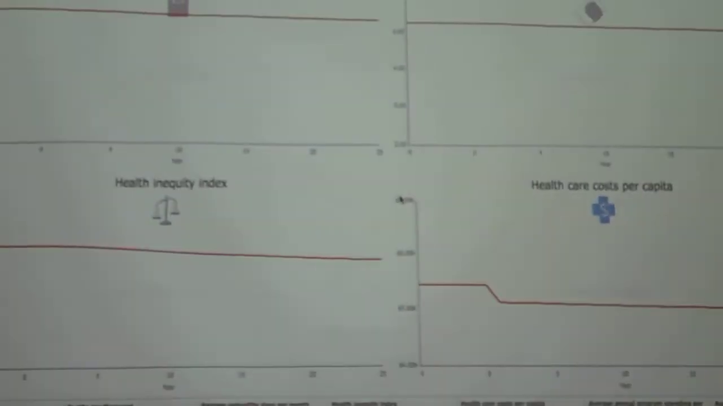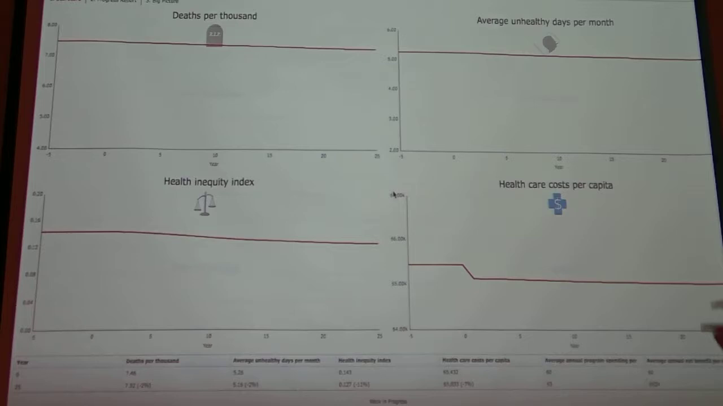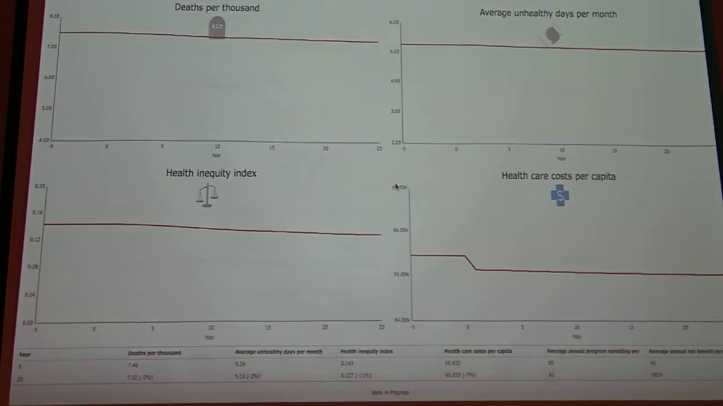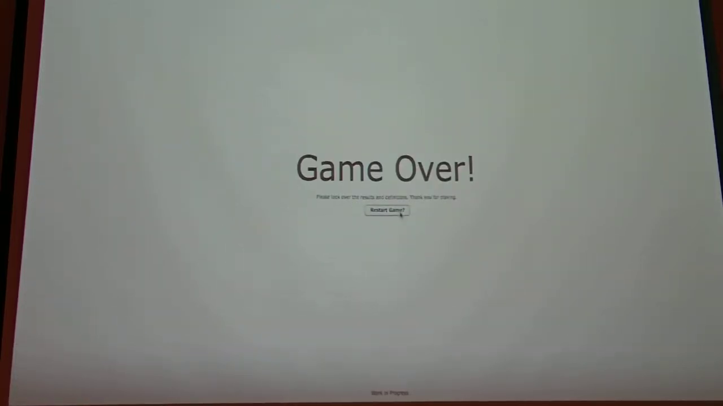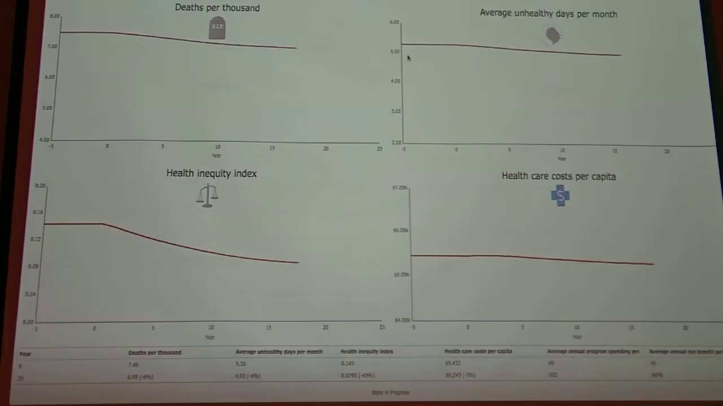And it then shows us a dashboard of our KPIs, our key performance indicators: our health costs per capita, our average unhealthy days per month, deaths per thousand, health equity index. And we can come back and we can do other policies. Well, what happens if, rather than doing single payer, we keep the expansion of primary care supply for the disadvantaged, we expand insurance coverage, we create pathways, and we submit that. We get different results, and then we can come back through and we can start comparing things.